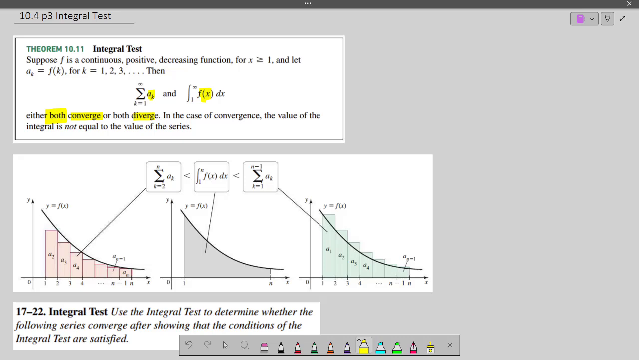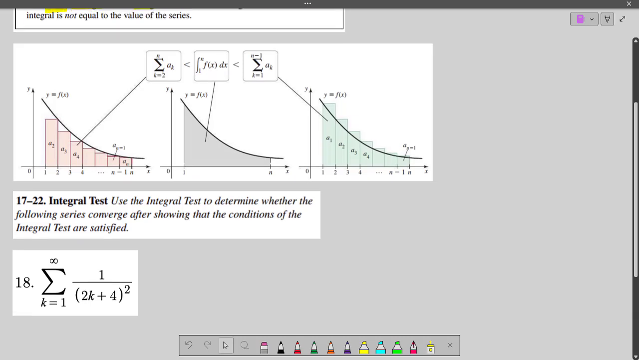If this function is some crazy looking thing that's non-integrable, then it doesn't help us. Then we'd have to use a different test. So the integral test is great when you know how to integrate f. We'll have a bunch of cases where that's possible.